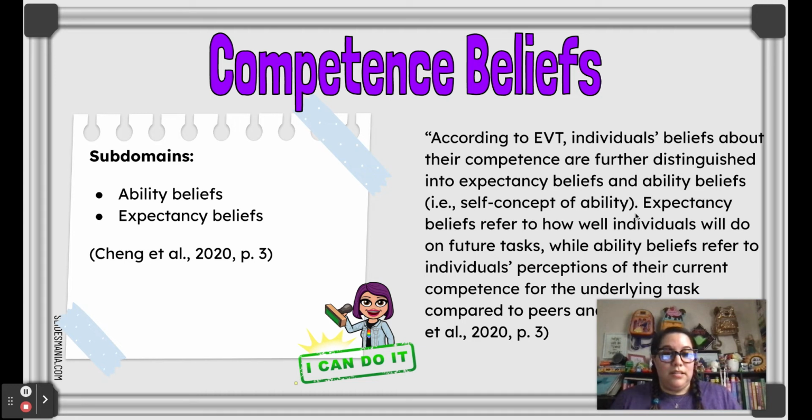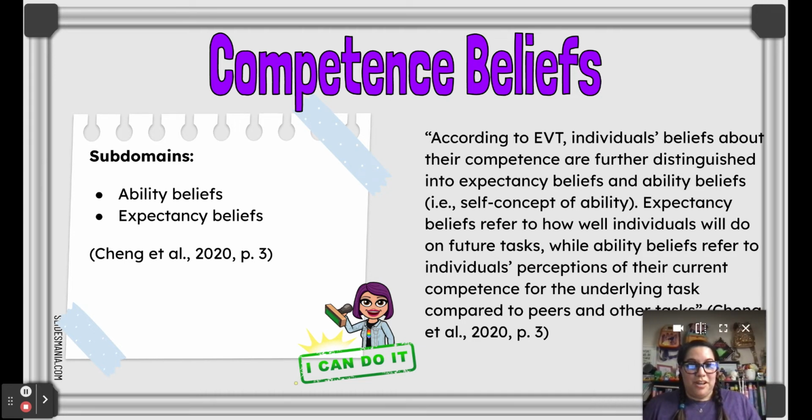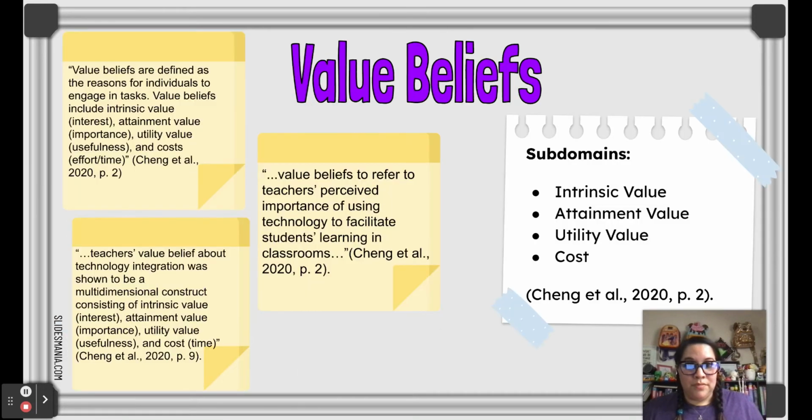And that, according to Dr. Chang's article: expectancy beliefs refer to how well individuals will do on future tasks, while ability beliefs refer to individuals' perceptions of their current competence for the underlying task compared to their peers. And the two types of competence beliefs are ability beliefs and expectancy beliefs.